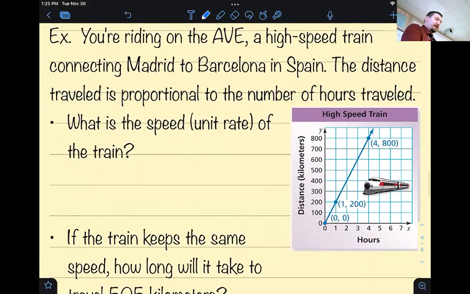You're riding on the AVE, which is a high-speed train connecting Madrid to Barcelona in Spain. Has anyone been on this train before? Oh, I have. You've been on this train before? Oh, have you been on a high-speed train before? No, but we're not this. On this train or just on a high-speed train in general?